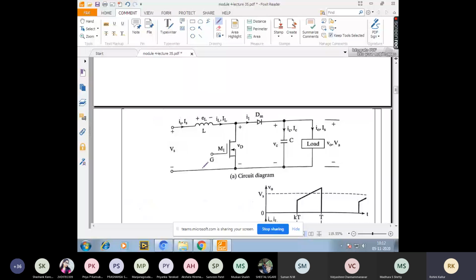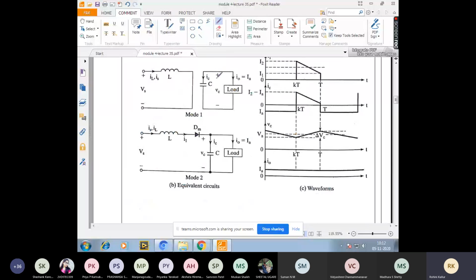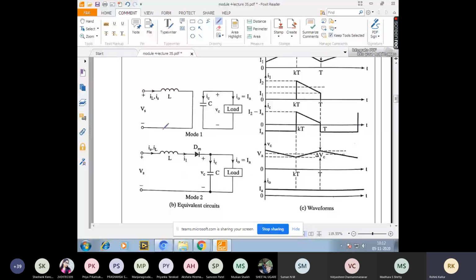Then in mode 2, the device is in the off condition. When the device is off, it acts as an open circuit. In that case, the inductor which has stored energy has to discharge. It discharges through the diode, and the inductor current IL is divided into two: the capacitor current and I0, or IA, which is the average current across the load.